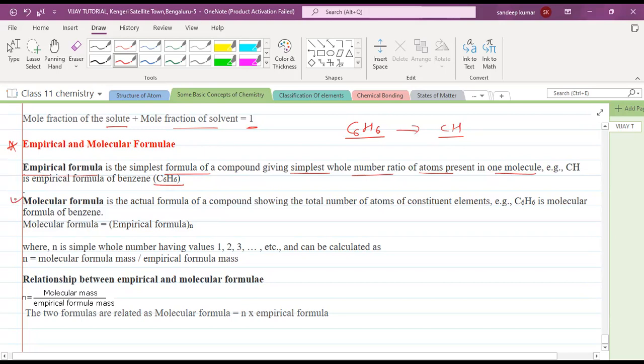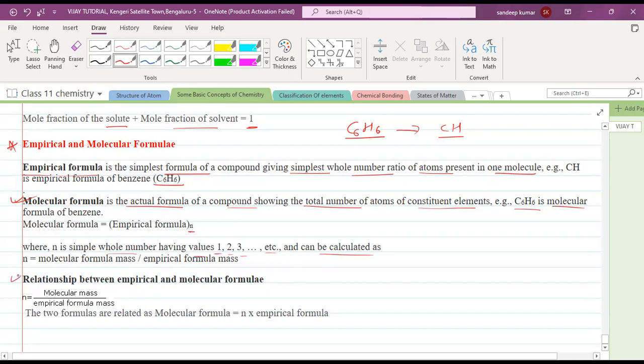What is a molecular formula? It is the actual formula of a compound showing the total number of atoms of constituent elements. Example, C6H6 is the molecular formula of benzene. So there is a relationship. Molecular formula is empirical formula into n, where n is a simple whole number having values maybe 1, 2, 3, etc., and can be calculated as molecular formula mass by empirical formula mass.